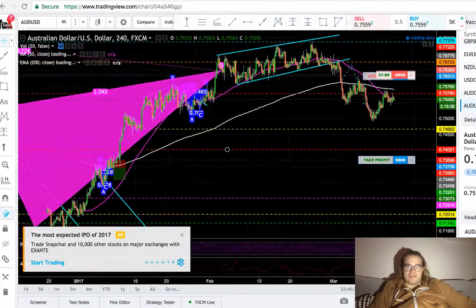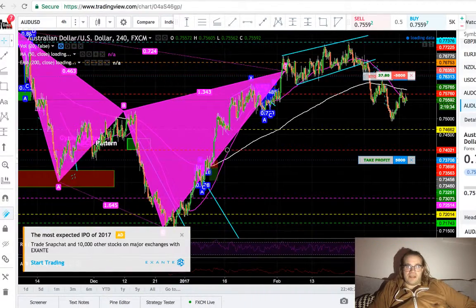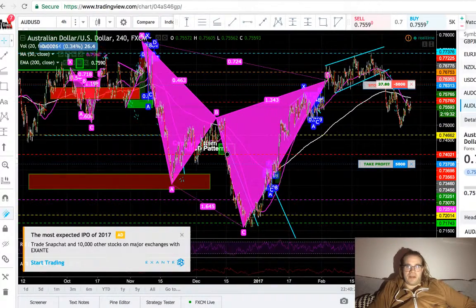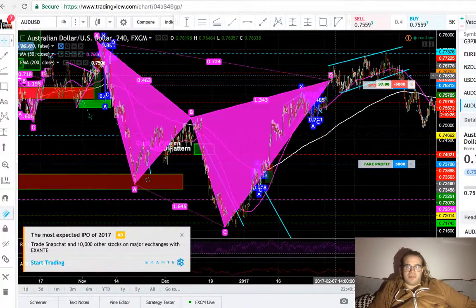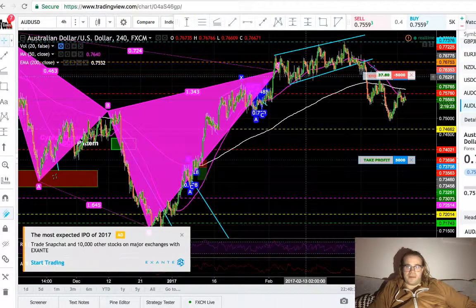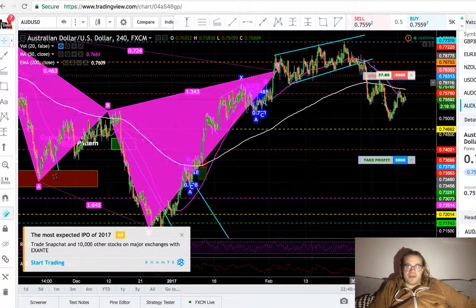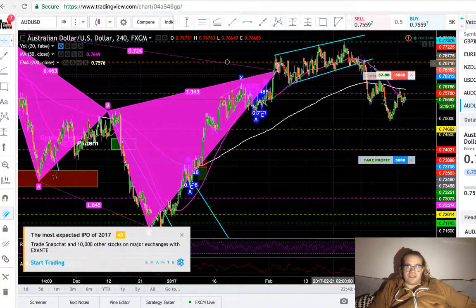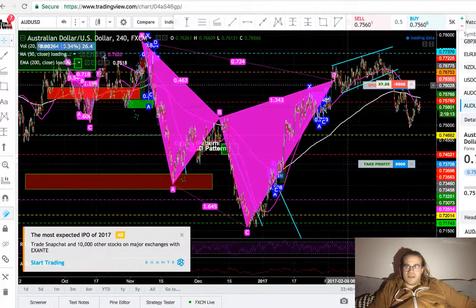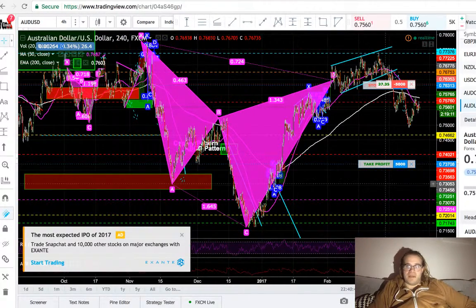And this is from this larger cipher pattern, as you can see. I don't think that's the reason I got involved. Like I said, it's been so long since I got involved in this trade. I don't really remember. I think I entered here on the break of this wedge pattern. So either way, I'm involved.